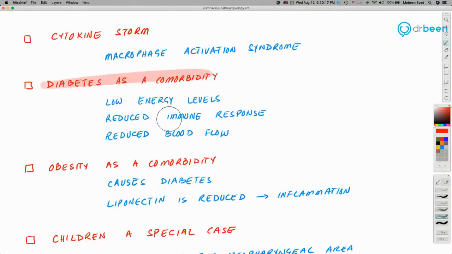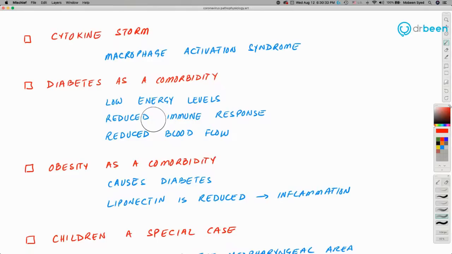Okay, so then, diabetes as a comorbidity. Why are the folks with diabetes more at risk? Multiple reasons. I'll give some high level reasons. Again, I've done a complete video. I think I am covering about 50 videos over here. Diabetes and comorbidities.